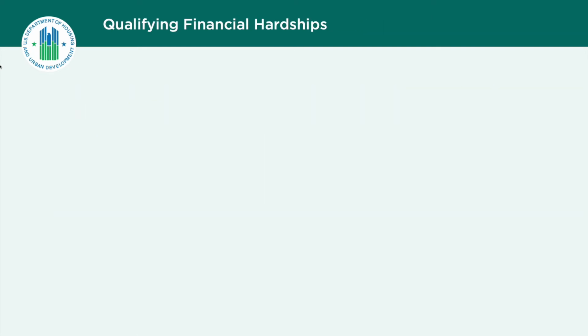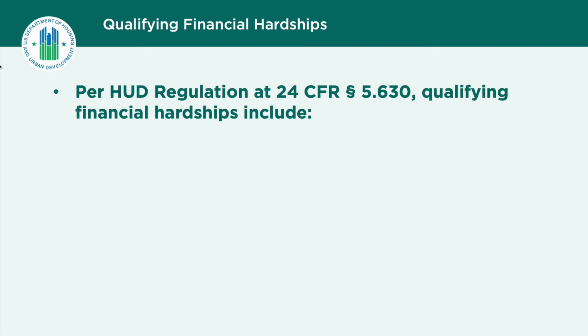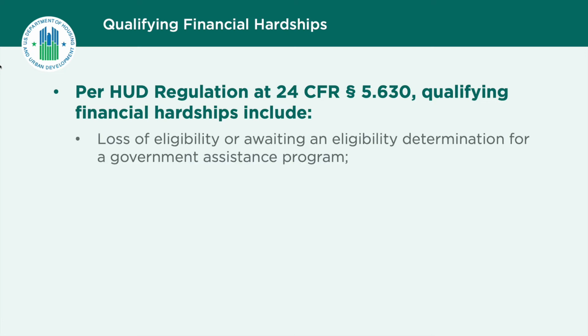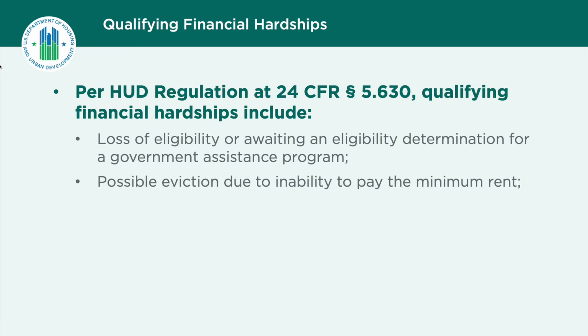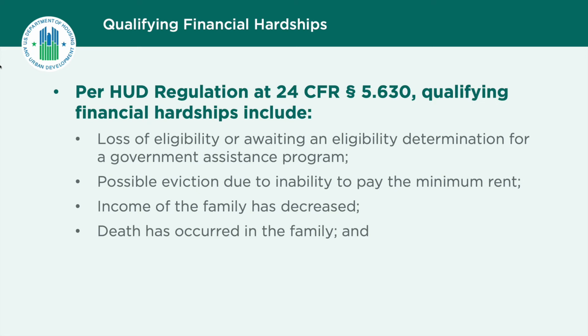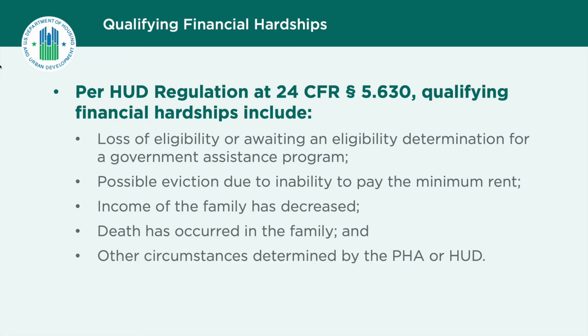According to HUD regulation at 24 CFR 5.630(b), qualifying financial hardships include when the family has lost eligibility for or is awaiting an eligibility determination for a government assistance program, when the family would be evicted because it is unable to pay the minimum rent, when the income of the family has decreased because of changed circumstances including loss of employment, and when a death has occurred in the family. In addition, the PHA or HUD may identify other qualifying financial hardships. The PHA must identify and document these other circumstances in their ACOP.